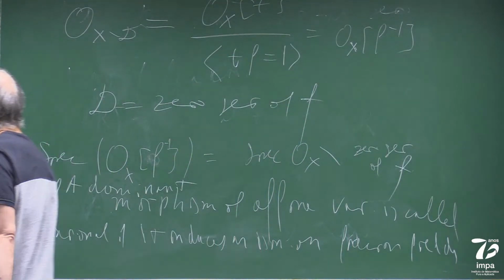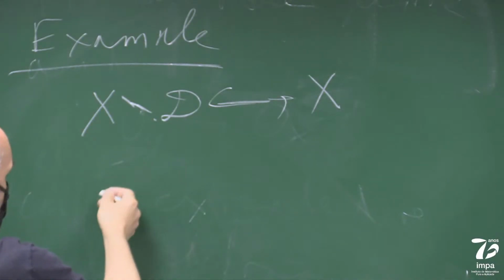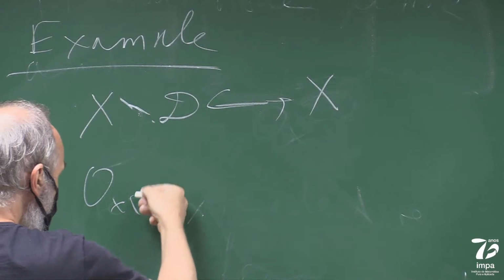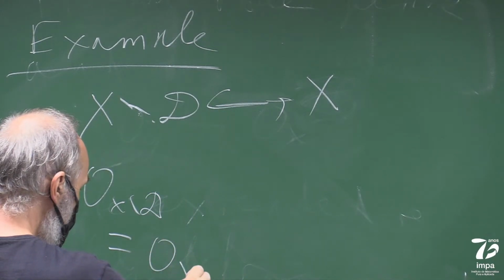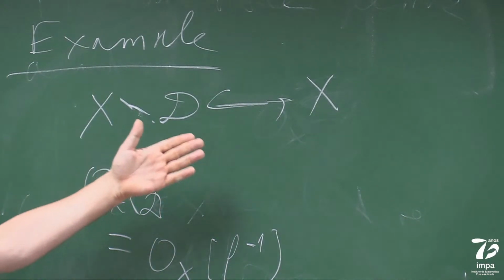Okay, and we have this example which we just discussed. Example: X without D is mapped to X. And of course, the fraction field of that is the same as the fraction field of that, because O of X without D is just a localization of O of X. So the corresponding fraction fields are the same.